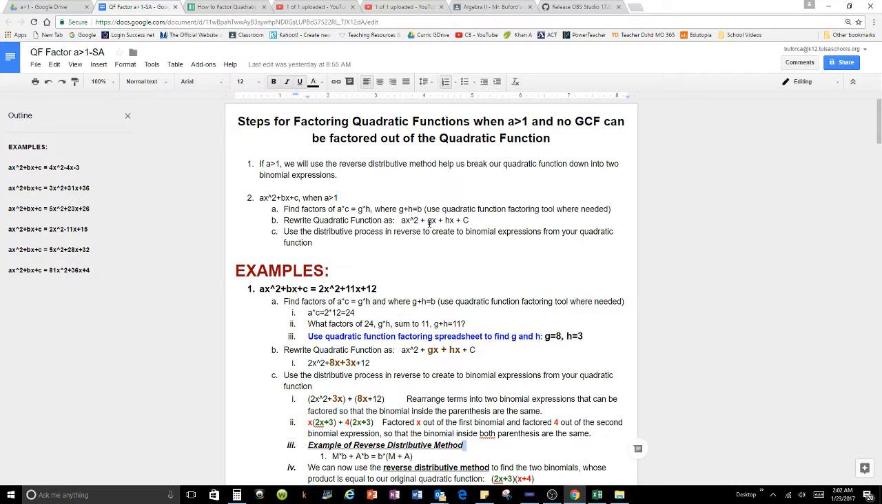g and h between ax squared and c and create a new equation that groups the quadratic function with these new values of gx and hx, which are going to replace b. Once we do this, we'll be able to reorganize our equation, and we'll be able to use the distributive method, the reverse distributive method, to come up with our two binomial expressions.